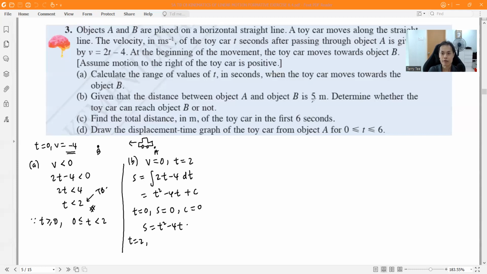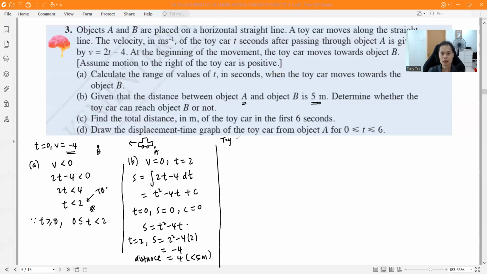B is 5 meters from point A, but it's 5 meters to the left. So we put 2 inside. Your S is now 2 squared, which is 4. 4 times 2 is 8. So 4 minus 8 is -4. So this is not less than -5. The distance that it traveled is just 4, which is less than 5 meters.